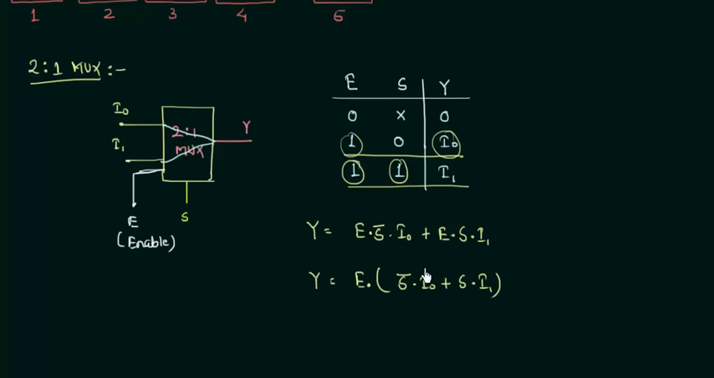So the next thing is the implementation of this circuit. You can easily implement it by using two AND gates. These are our two AND gates. And the input to this first AND gate is what? S complement and I0. In the second AND gate, the input is simply S and I1, and E is input to both of these AND gates, so E is there. Then we are having the OR combination of these two AND gates' output, so this one is your Y, a very simple thing to do. So this is all that we need to study in the 2x1 multiplexer.